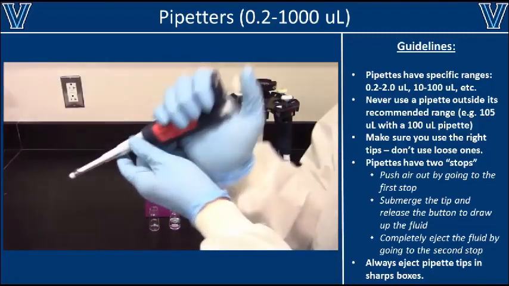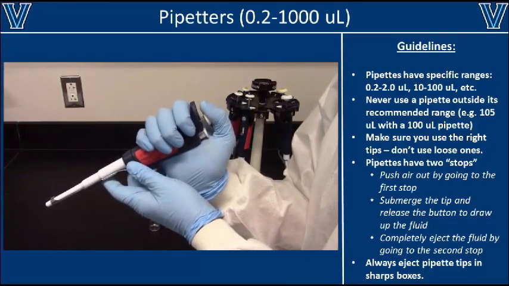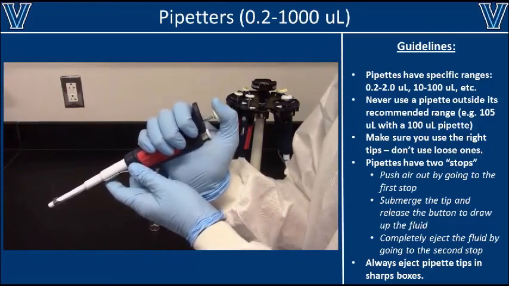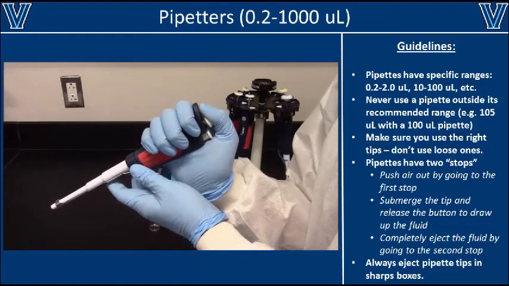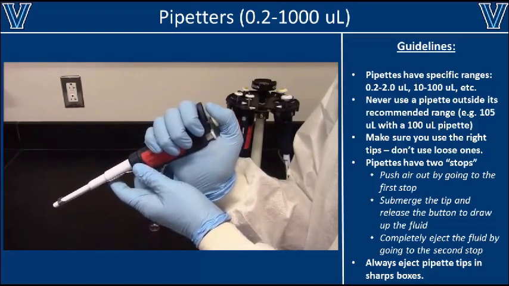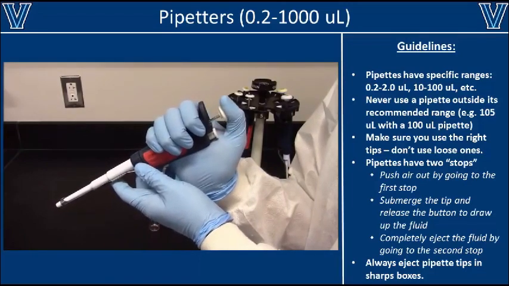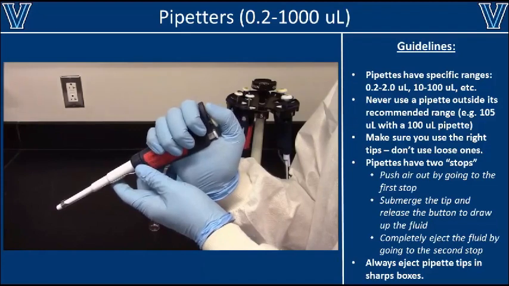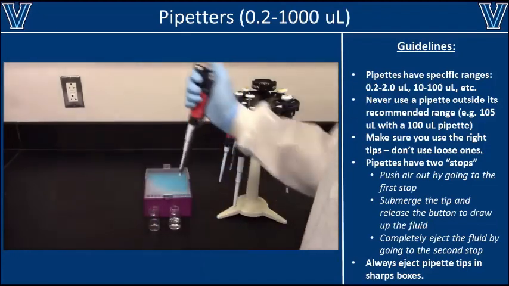Pipettes use a two-stop plunger system to transfer liquids. The first stop, as shown here, is used to draw up the liquid. The second stop is used to completely eject the liquid from the tip. So once again, the first stop is used to draw up liquid, while the second stop is used to eject it.